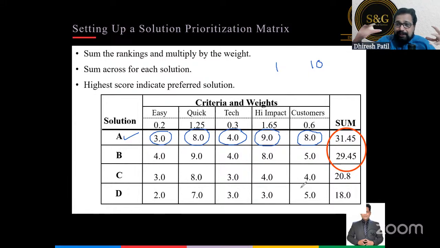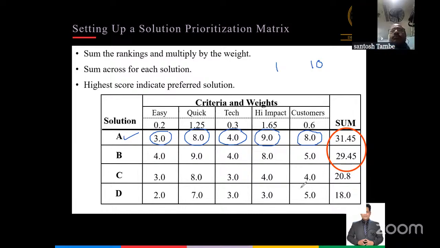If there is conflict, somebody saying no, it is very easy, somebody saying 9 out of 10, somebody saying 6 out of 10, somebody saying 3 out of 10. Let's put 6 and go ahead. Go to the next one. Don't spend much time over there.